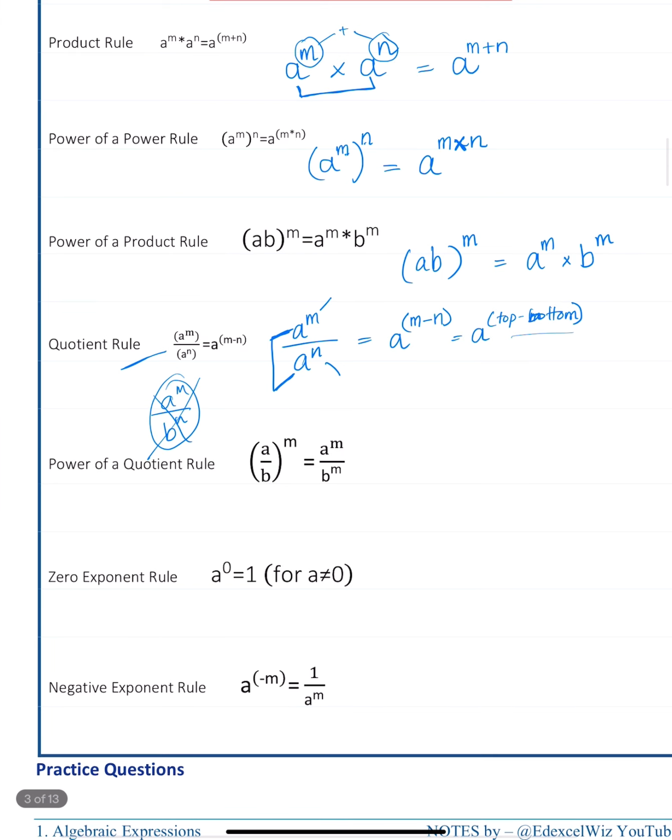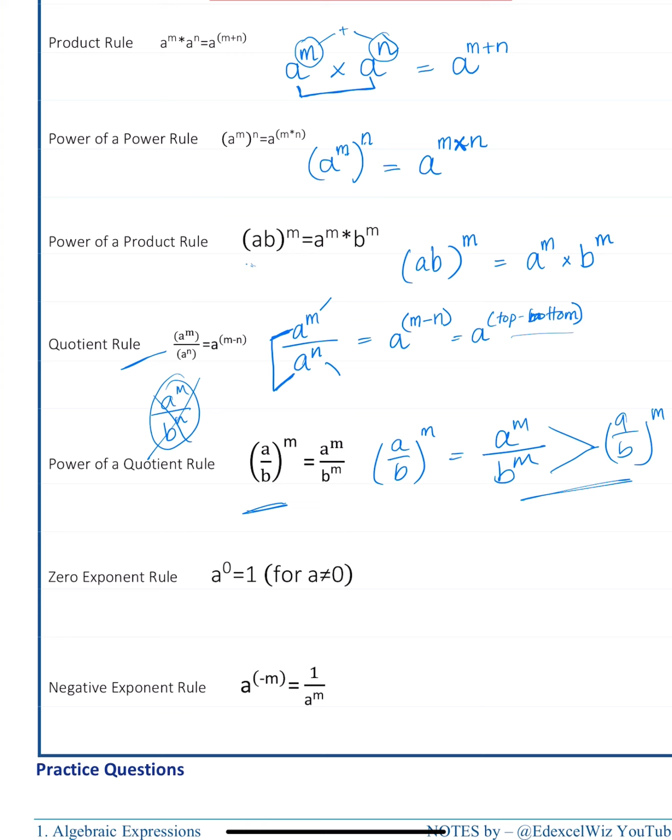Now this works the same way as the product rule did, but it's division. So we've got a over b, all to the power m. This can also be written as a to the m over b to the m. Now, if you have this, you can simplify it to a over b to the power m. So this is what you will usually see.